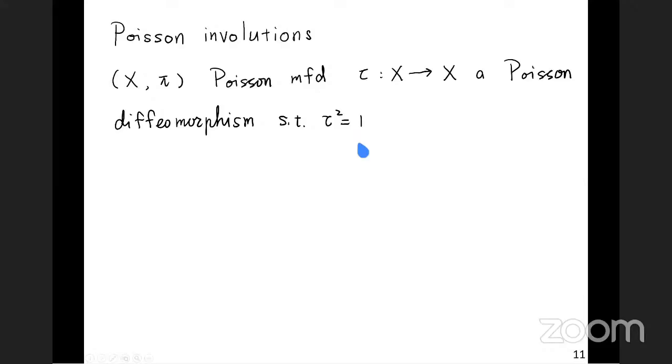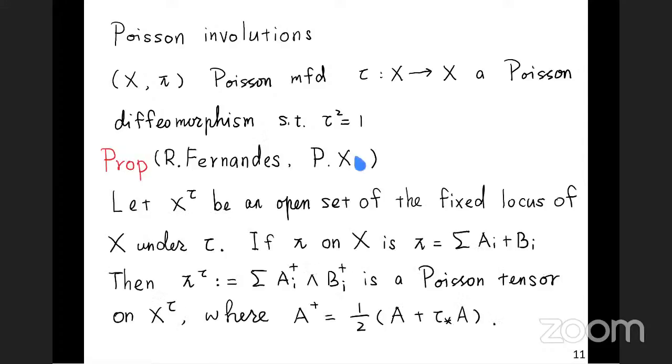Once we have a Poisson involution, we can get another Poisson manifold. Let X^τ be the open set of the fixed locus of X under τ. Suppose one can write the bivector on X as the sum of A_i wedge B_i. Sorry, there's a typo. Then let me define another bivector, which is the sum of A_i^+ wedge B_i^+. Here A^+ is just one half of A plus the pushforward of A through this involution τ. And this π^τ will give you a Poisson tensor on X^τ.